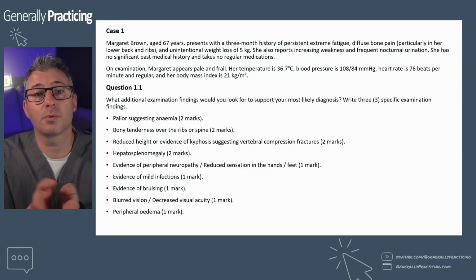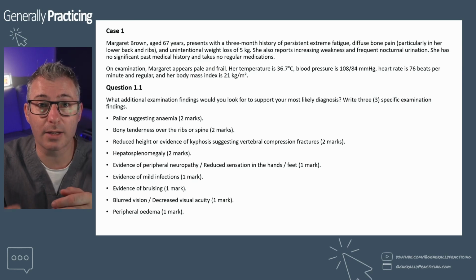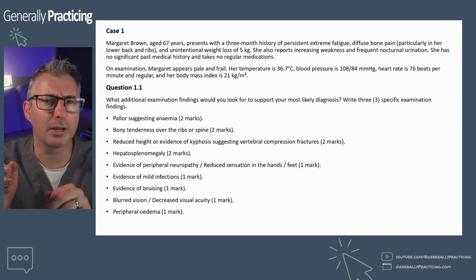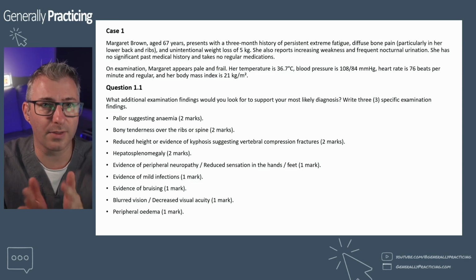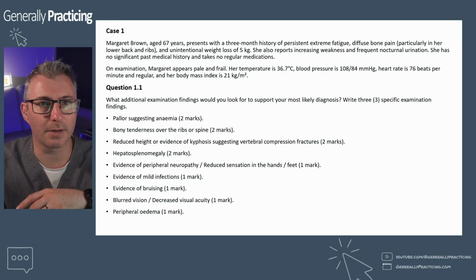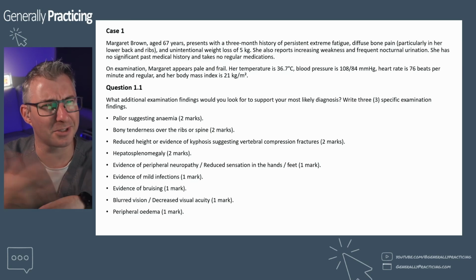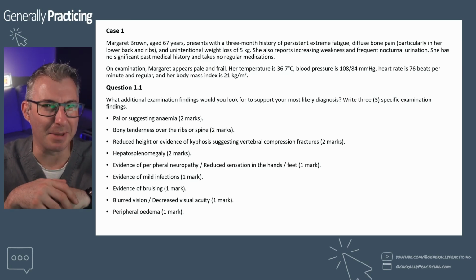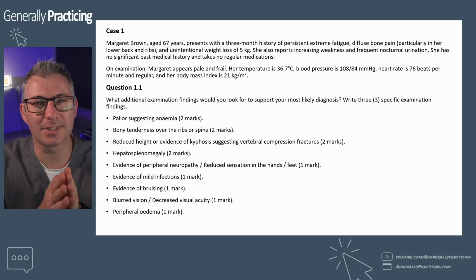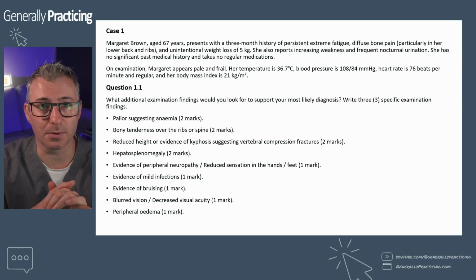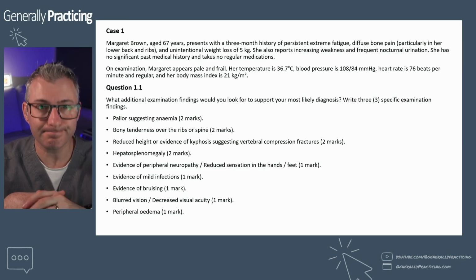Now, of course, with this, we're also potentially going to see things like reduced height or evidence of kyphosis suggesting vertebral compression fractures. I don't think you should use the word or in there. I think you would specify reduced height or evidence of kyphosis, not both. That makes sense. I just use the word to describe the word not to use. You get me. And of course, hepatosplenomegaly, increased activity of those organs and engorgement.